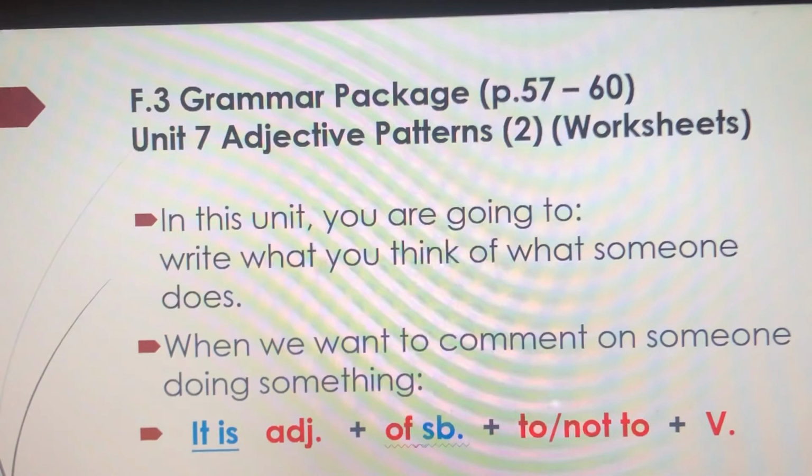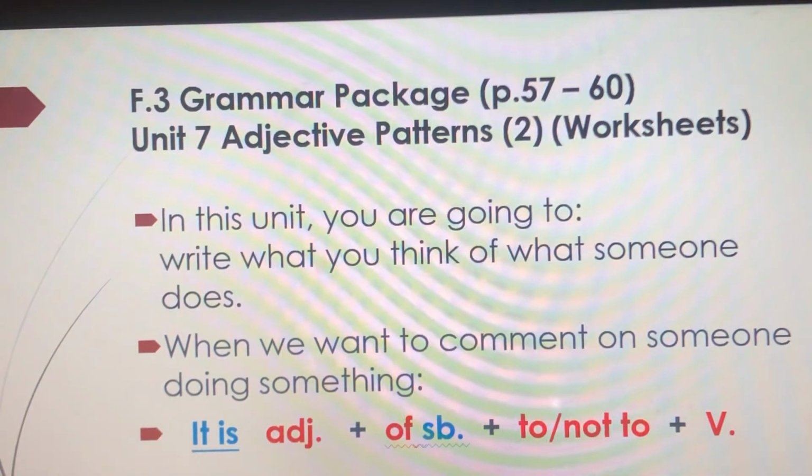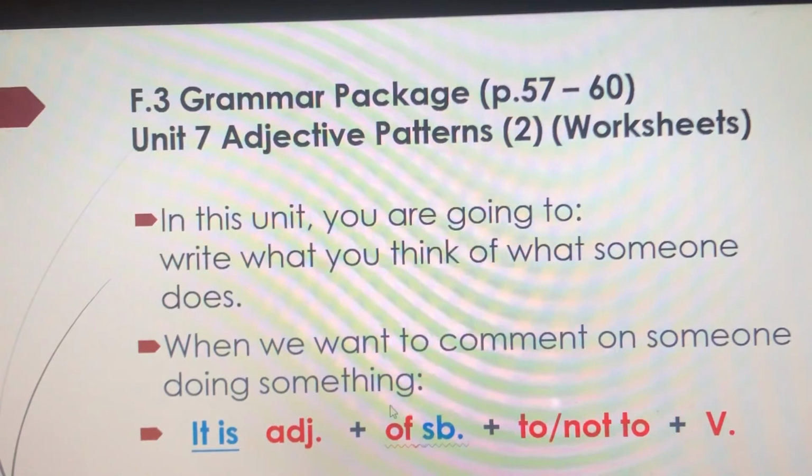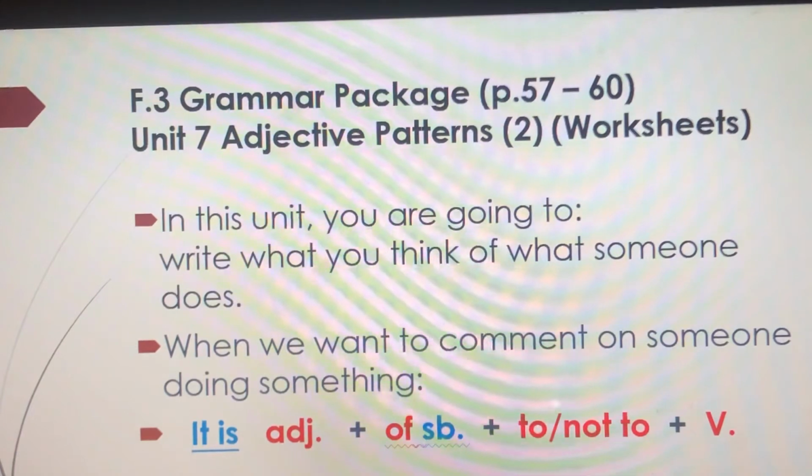Yes, the difference is, now we are looking at the pattern, it still begins with the impersonal subject it, okay? So remember, this time we are using an adjective, but we are commenting on what someone has been doing or someone has done. Okay, now this time we are using the preposition, remember, the preposition of instead of for.